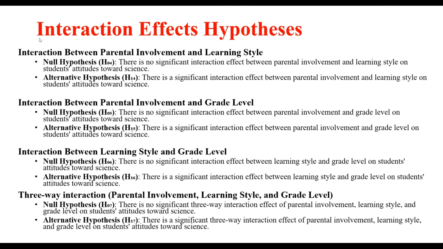So the first interaction is the interaction between parental involvement and learning style. So this can be in other contexts. For example, if you're in pure sciences, maybe in chemistry, physics, in health, or in business. So this can be your own variable. So the interaction between parental involvement and learning style. So this is the null hypothesis and also the alternate, that is, a significant interaction effect between parental involvement and learning styles on students' attitude towards science.